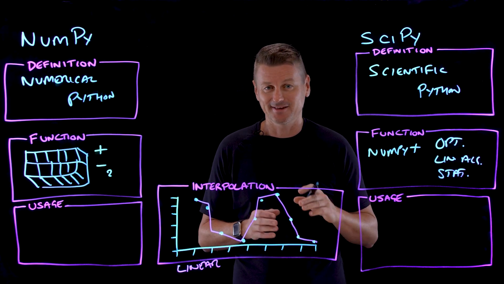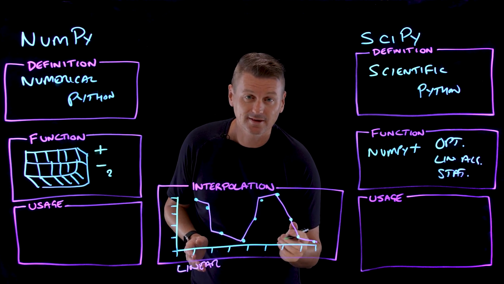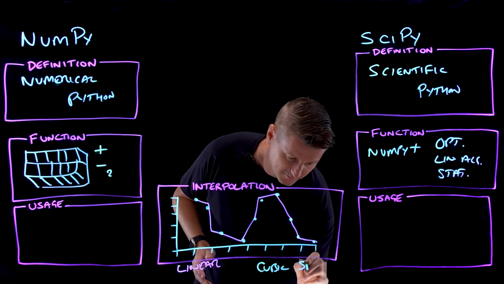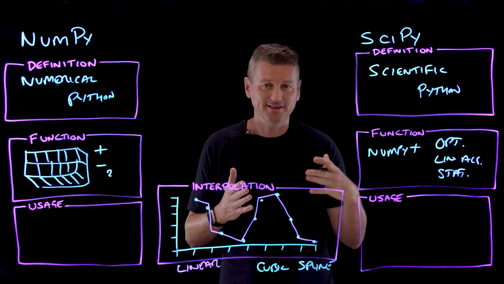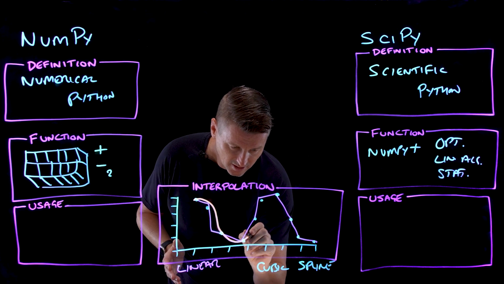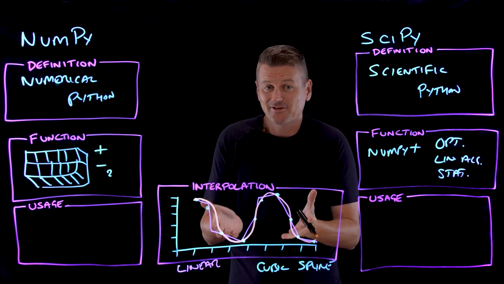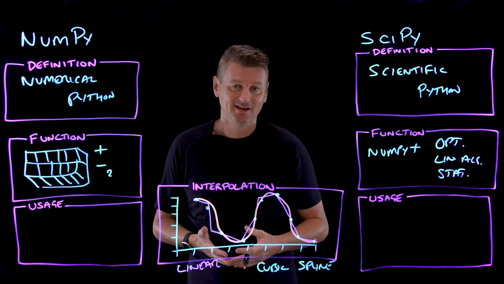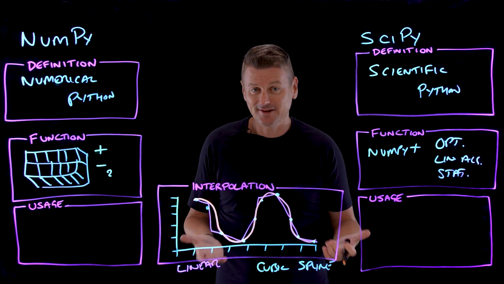SciPy's interpolation capabilities, though, they go far beyond this. So, for example, using SciPy, we can support something called cubic interpolation, or specifically cubic spline interpolation. Now, how this works is a little bit different. It involves fitting a smooth curve through the known data points, so it would look more like this. And this can provide a more accurate estimate of the unknown values, especially when data has a complex nonlinear structure. NumPy's interpolation is straightforward and it's efficient. SciPy's is more flexible and sophisticated.